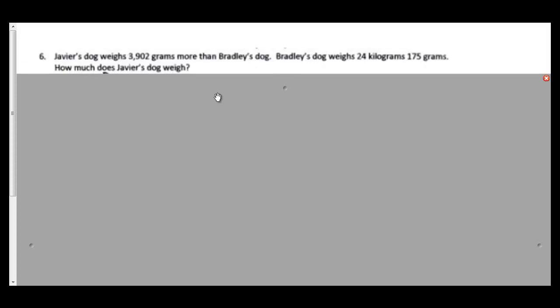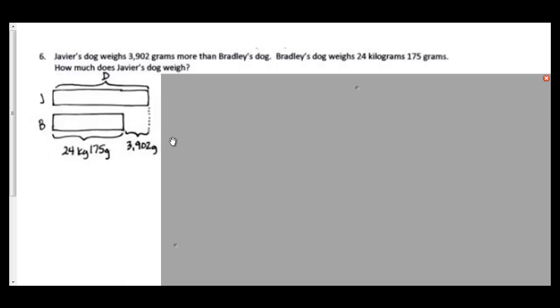One more problem here. All right, so the way you pronounce this is Javier, but it wouldn't matter how you pronounce that name, the problem's still going to be the same. So Javier's dog weighs 3,902 grams more than Bradley's dog. Bradley's dog weighs 24 kilograms, 175 grams. How much does Javier's dog weigh? So think about what could you draw and what would your tape diagram look like so that you could figure out how much Javier's dog weighs.